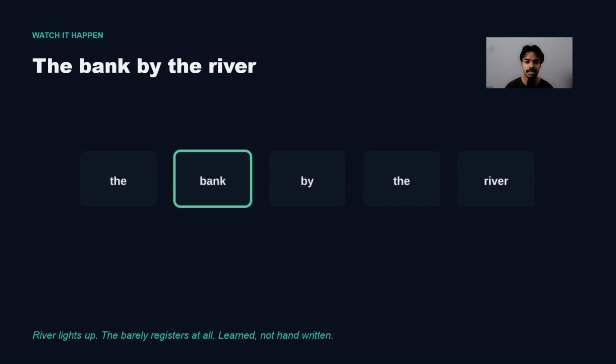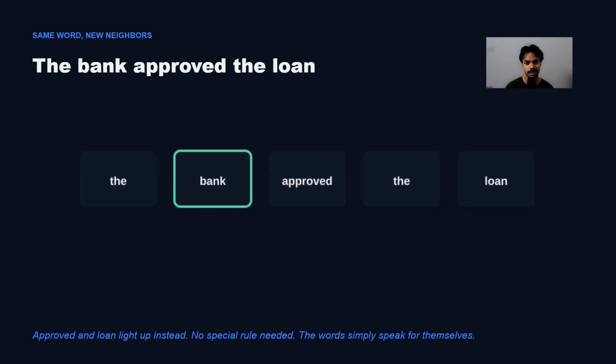Those scores are not fixed rules someone wrote by hand. They are learned, the same way every weight in the series has been learned. Guess, measure the loss, send the blame backwards, nudge the weights. Do that across enough sentences, and the model learns on its own that river is exactly the kind of word that should heavily influence bank, while the almost never should. Now flip the sentence. The bank approved the loan. Same word, bank. Completely different neighbors. This time, approved and loan light up as highly relevant, and the word bank ends up meaning something entirely different, a financial institution instead of a river bank.